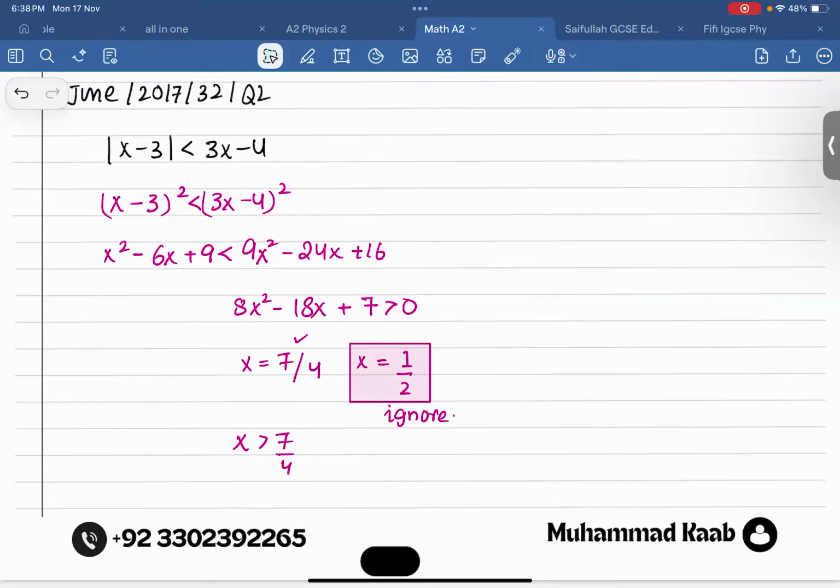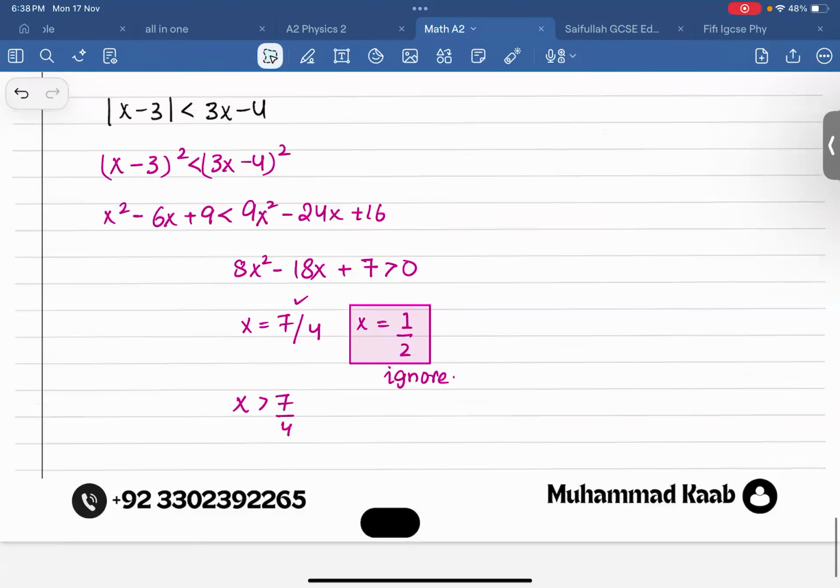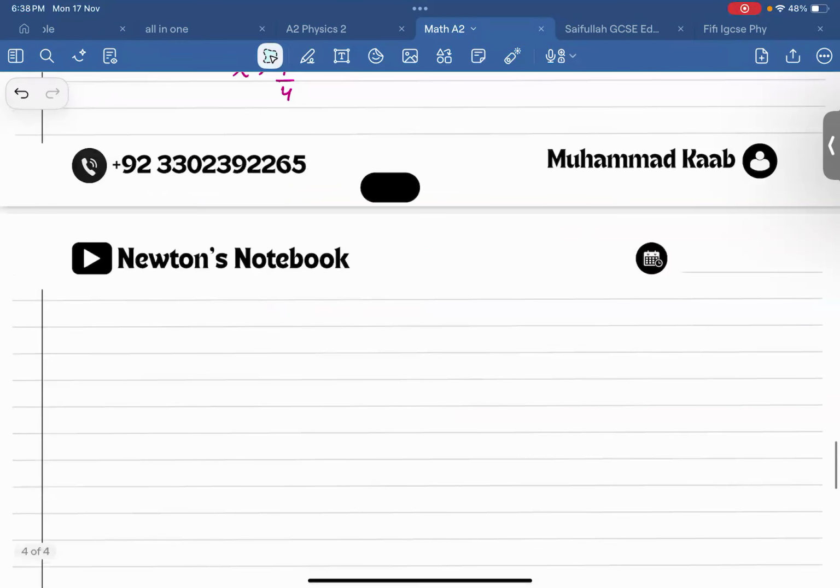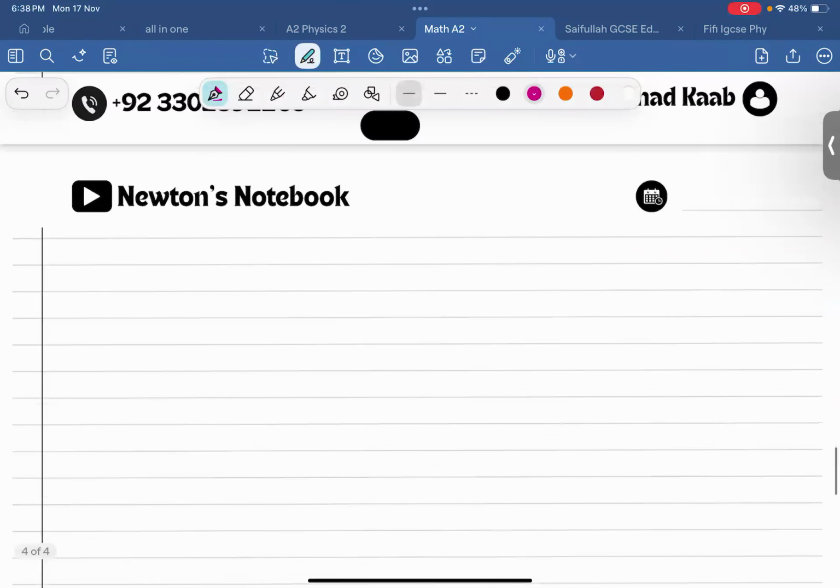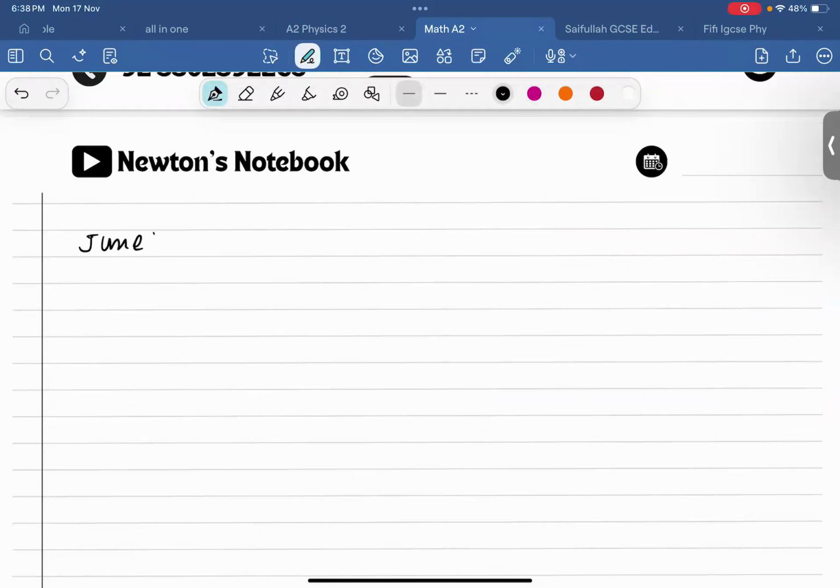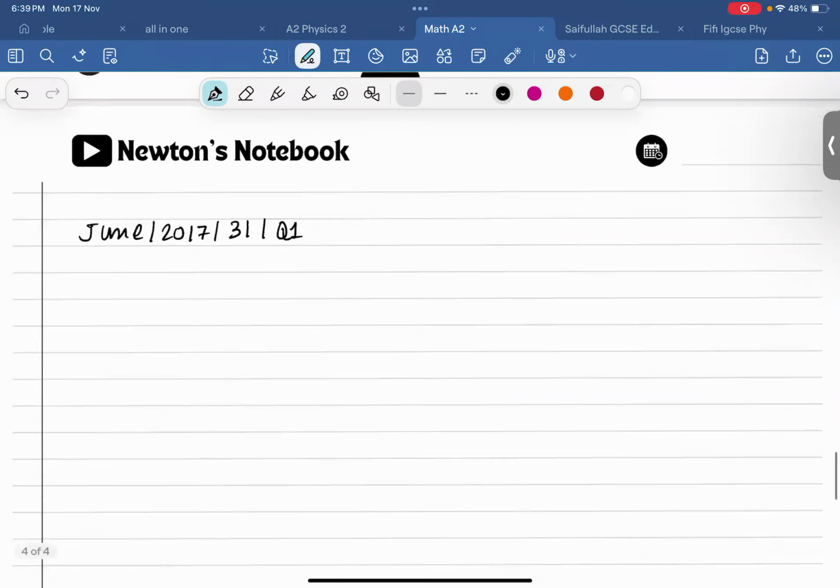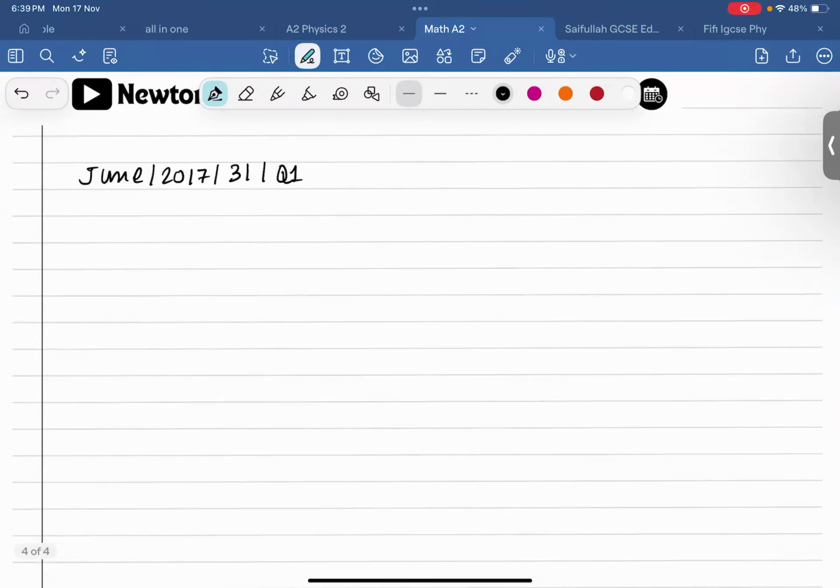One question for you guys. The question says, June 2017, variant 31, question number 1 of the paper, and that says |2x + 1| is less than 3|x - 2|. Try it quick.